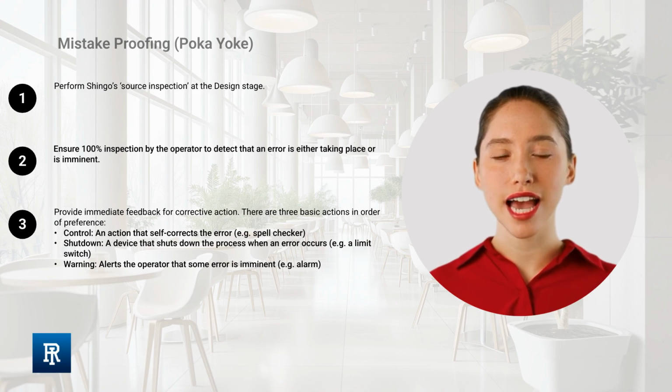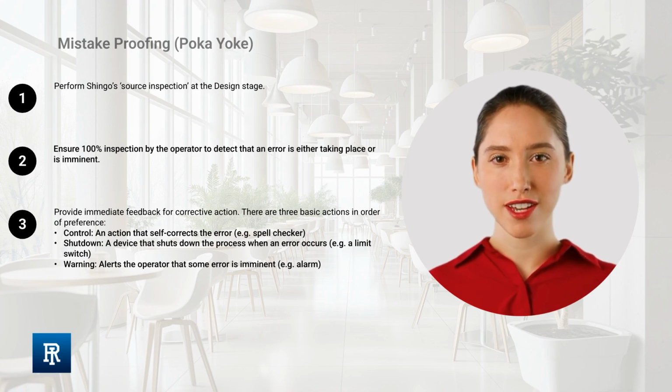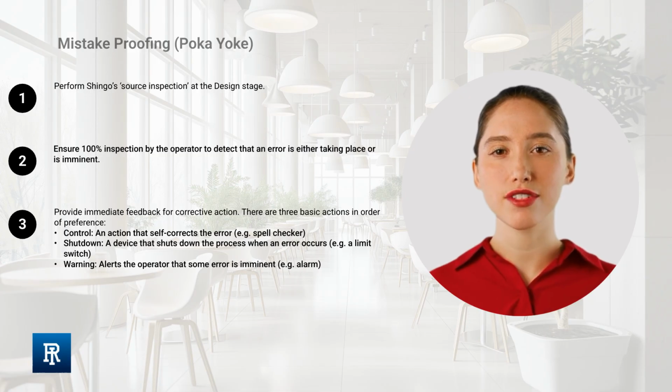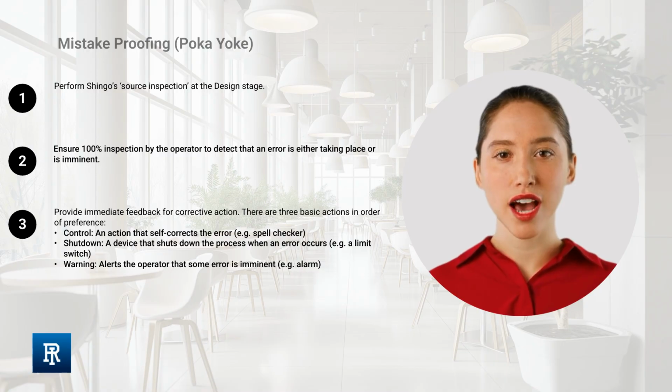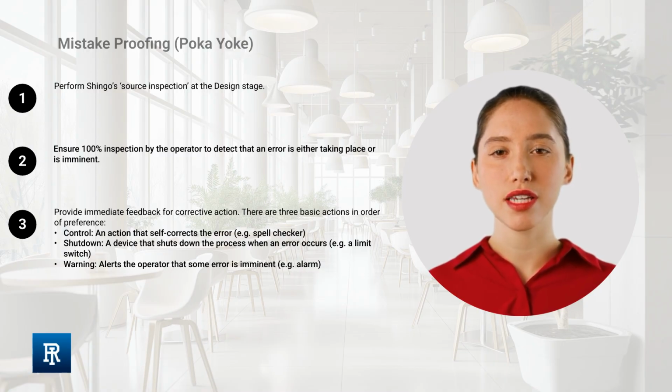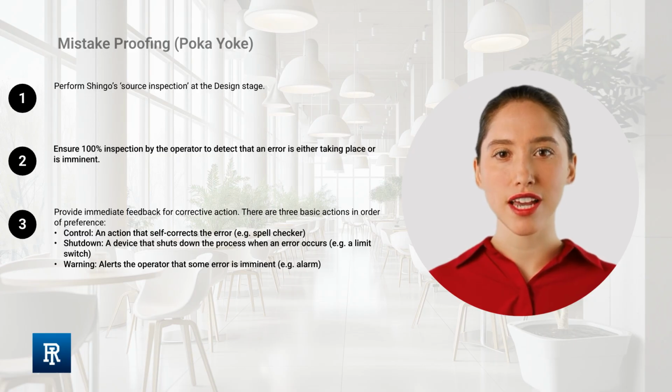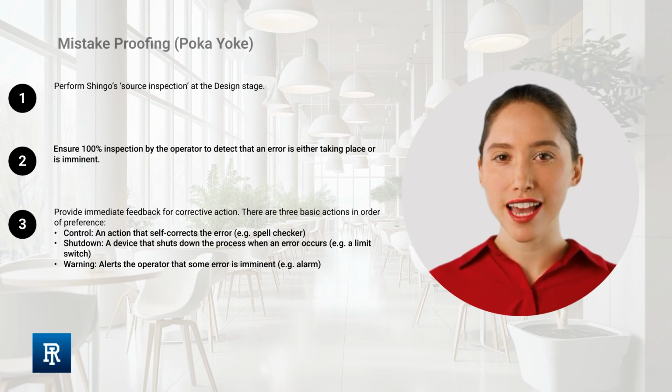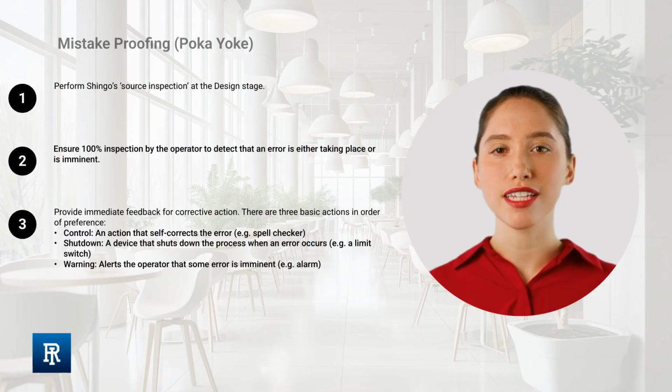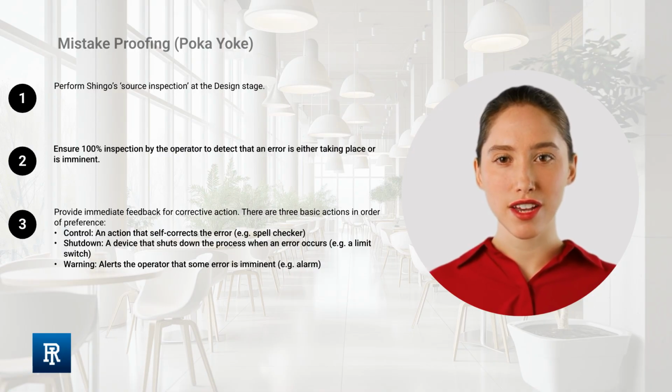There are 3 basic actions in order of preference. Control. An action that self-corrects the error, for example, spell checker. Shutdown. A device that shuts down the process when an error occurs, for example, a limit switch. Warning. Alerts the operator that some error is imminent, for example, alarm.